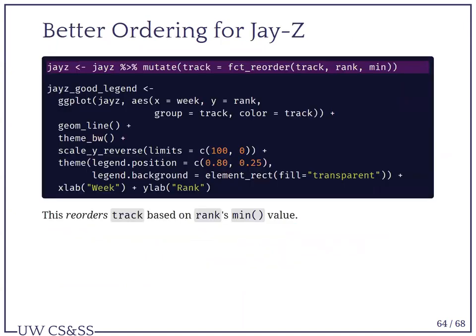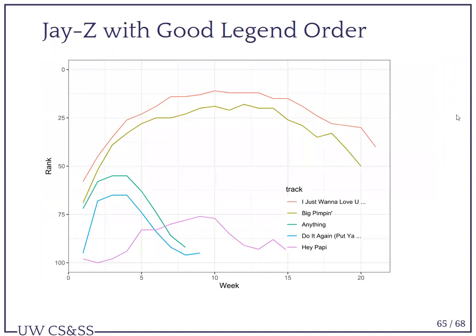But if we want better ordering for Jay-Z, one thing we might want to do is first make a new column for our track. So we're just going to overwrite our track column and then reorder the track factor by the rank and the minimum value of that, and then run the plot again. And so now our legend makes a lot more sense, because the thing that's on the top of the graphical space is also at the top of our legend. And it took us one line of code to make this way more aesthetically pleasing and easier to read.